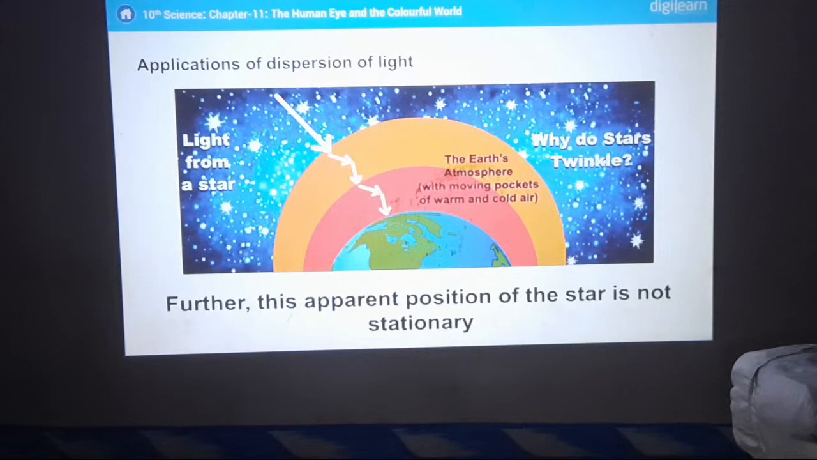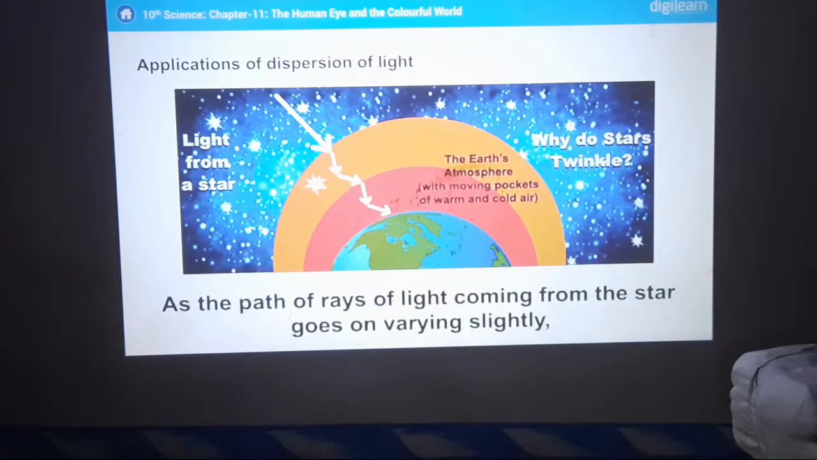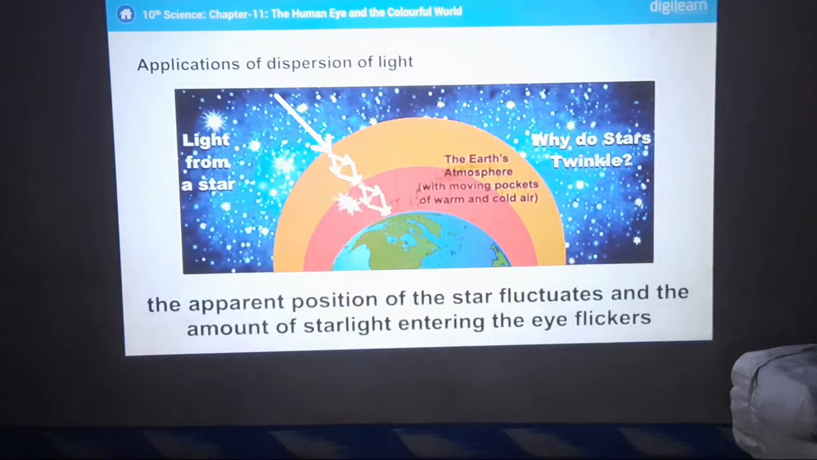Since the stars are very distant, they approximate point-sized sources of light. The path of rays of light coming from the star goes on varying slightly. The apparent position of the star fluctuates and the amount of starlight entering the eye flickers. That is, the star sometimes appears brighter and at some other time fainter, which gives the twinkling effect.